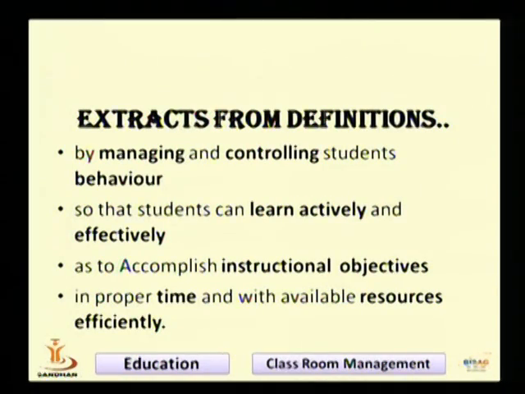One more thing, we know teaching learning goes in a specific time. We know each course, each program has its specific courses, so that learning should take place in certain time only. So it is like to accomplish instructional objectives in proper time and with available resources efficiently. If resources are used properly, if they are used efficiently, definitely instructional objectives can be accomplished in time. But for that, again, that environment created by the teacher is more important.